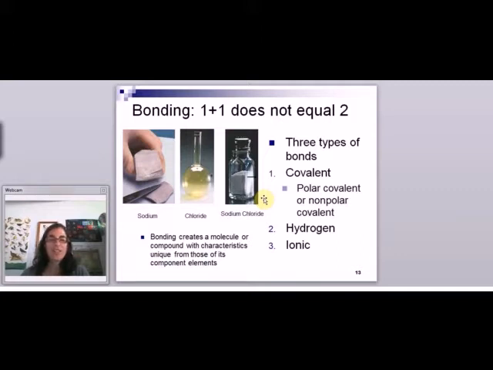So the classic example of this is if you look at sodium and chloride. Sodium in its pure elemental form is the metal that's depicted here. It's a soft metal, so it's not like aluminum or steel. It's a soft metal that you can actually cut with a knife. It's highly reactive, like if a drop of water lands on it, it'll explode.